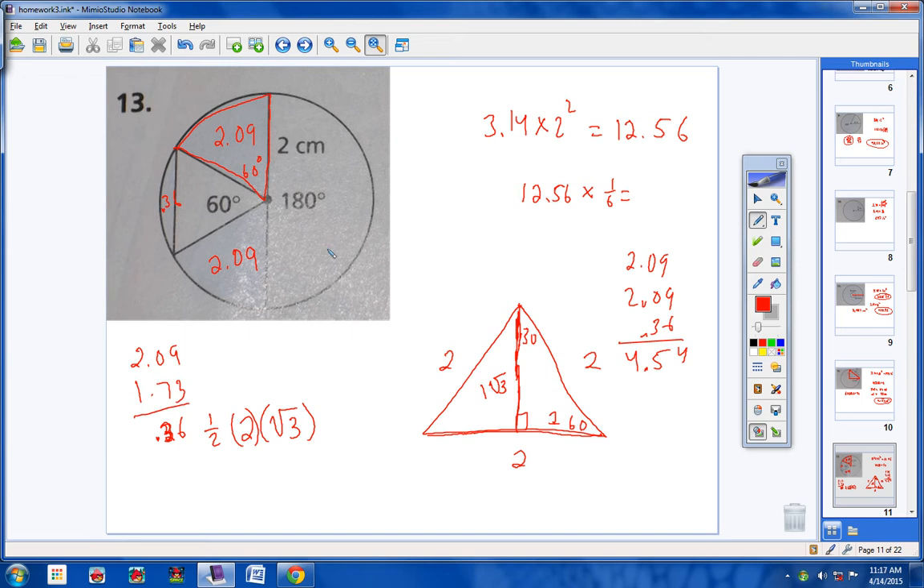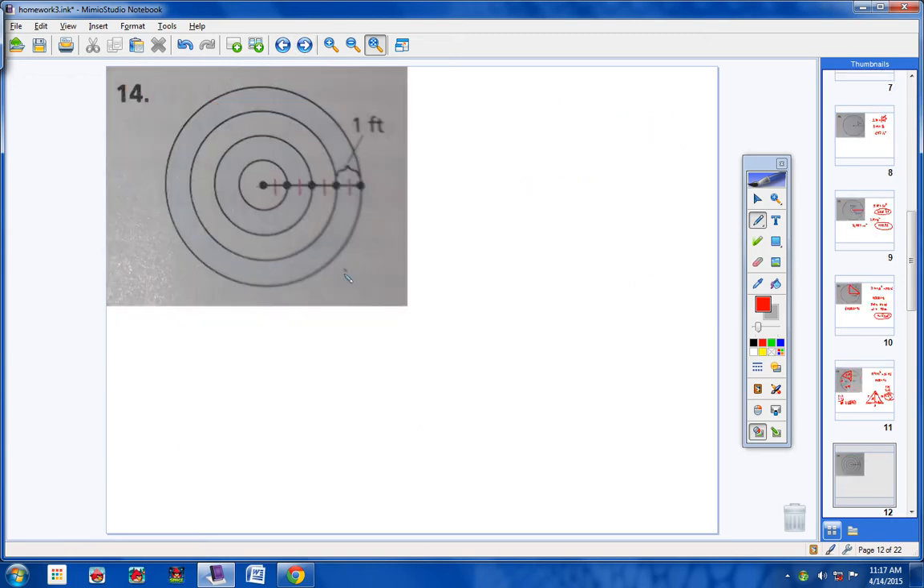We did a lot of work on that. Yes, they have 4.55. We have 4.54 centimeters squared. So there's the area of the shaded region. Good, another difficult problem. That's good for you guys.